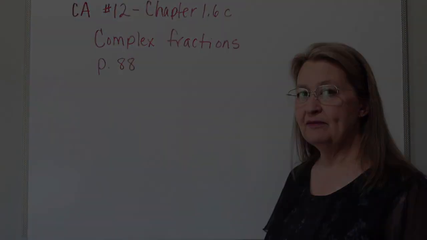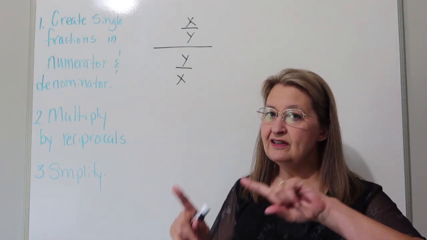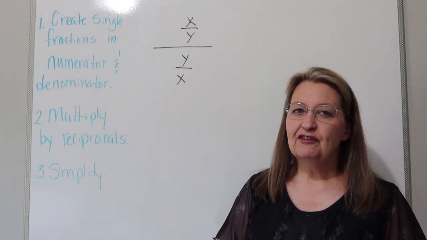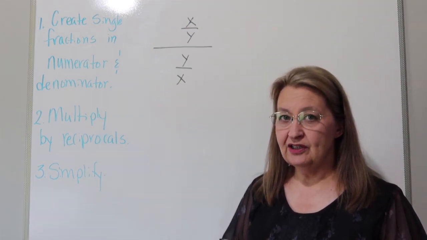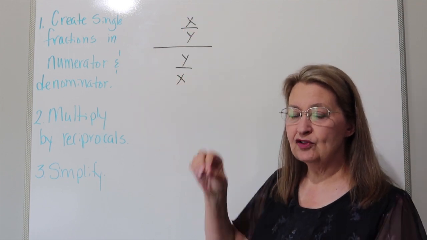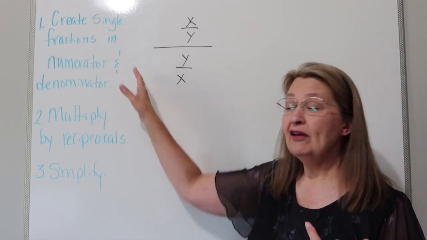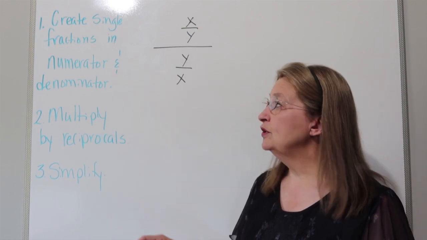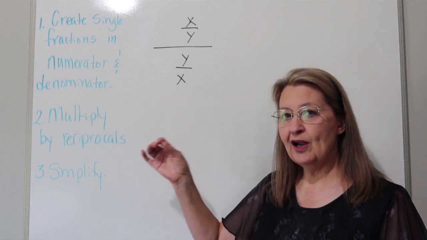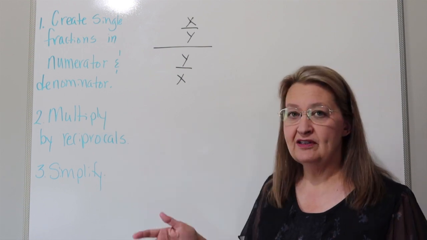So let's get started. So first of all, what is a complex fraction? Well, it's a fraction that's complex. A complex fraction is a fraction within a fraction. So that means within your numerator or your denominator, there's going to be another fraction. And the process is very simply stated. What you want to do is create single fractions in your numerator and denominator. And then you can multiply by the reciprocal and simplify.